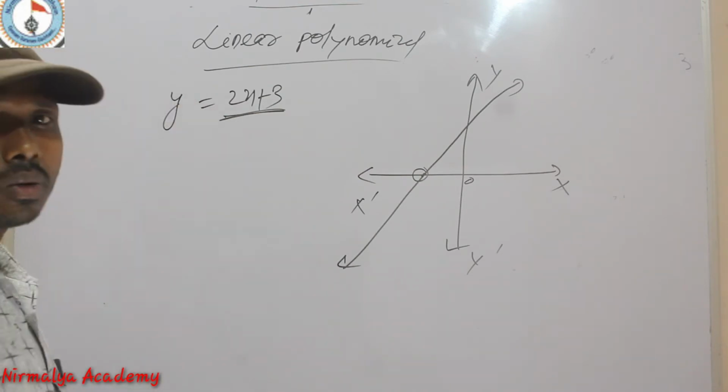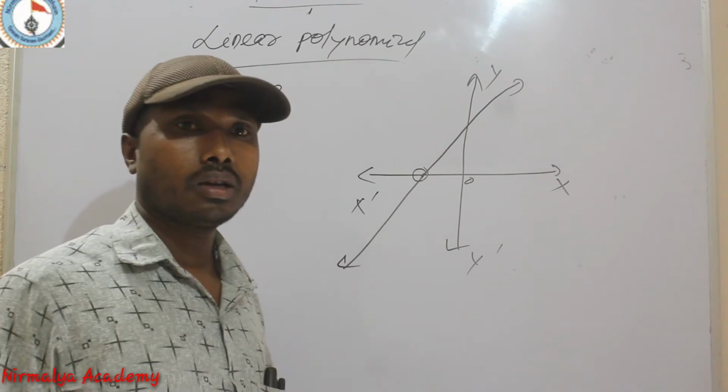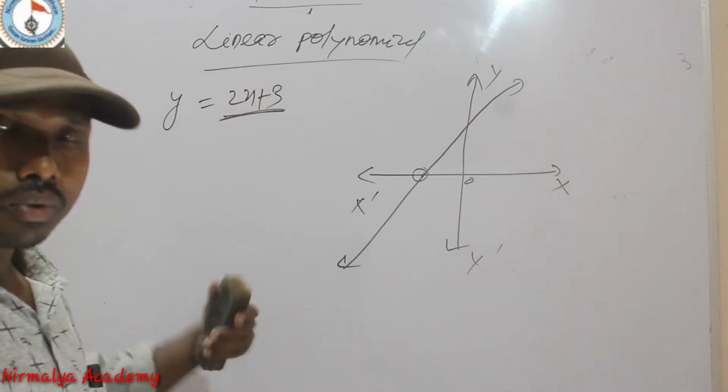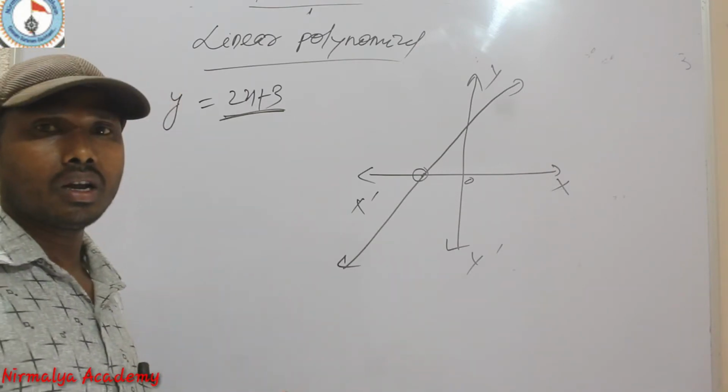Zeros means... What is the meaning of zeros of a polynomial? It is the value which makes the polynomial zero.